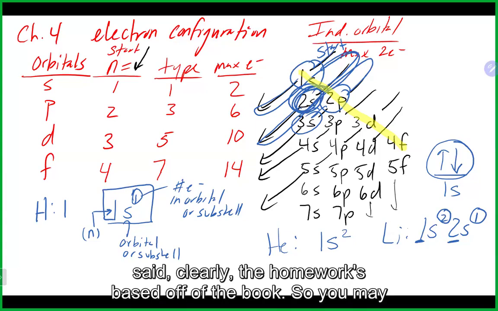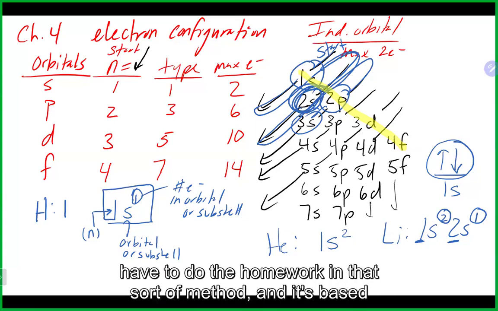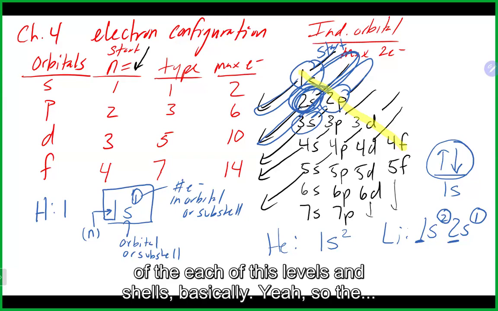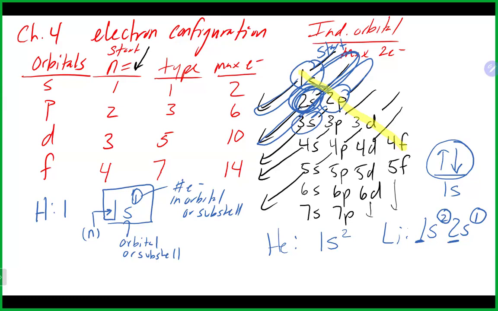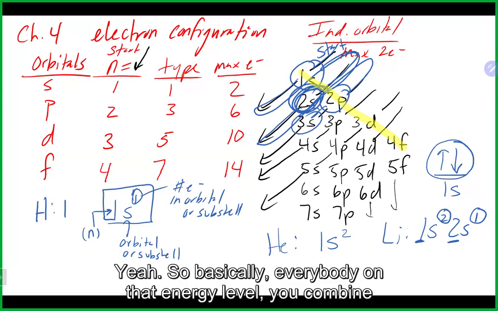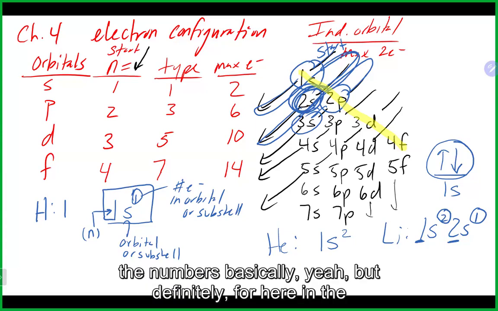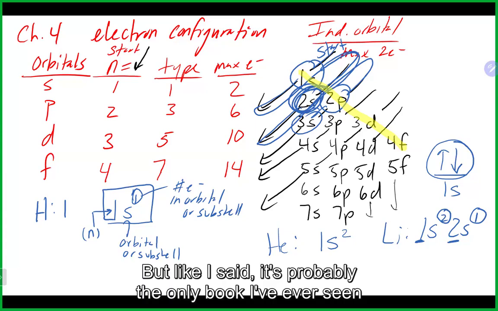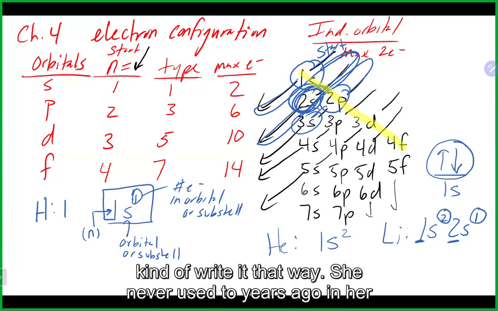Now, with that being said, clearly the homework's based off her book, so you may have to do the homework in that method, and it's based on the maximum number of electrons you can put on each of the levels and shells. Yeah, so basically everybody on that energy level, you combine the numbers. But definitely here in lecture, you should write it like this in quizzes and exams. But like I said, it's probably the only book I've ever seen write it that way.